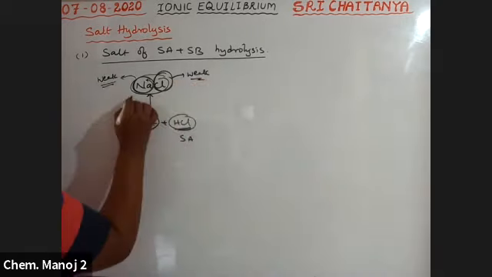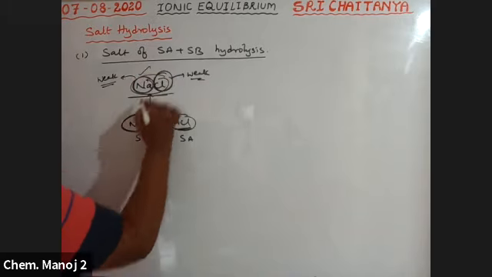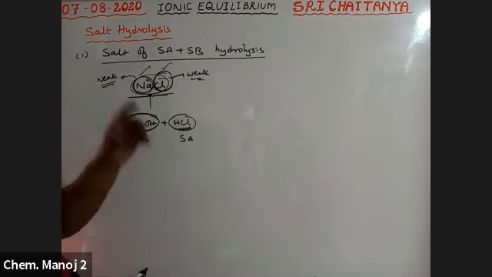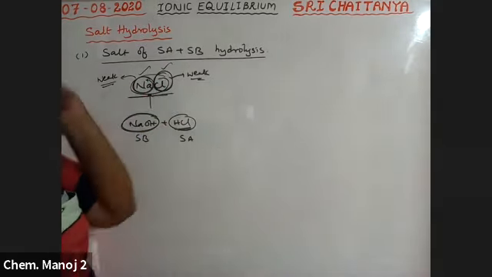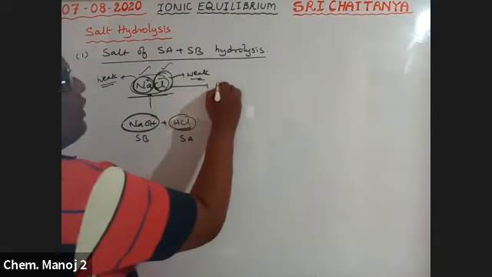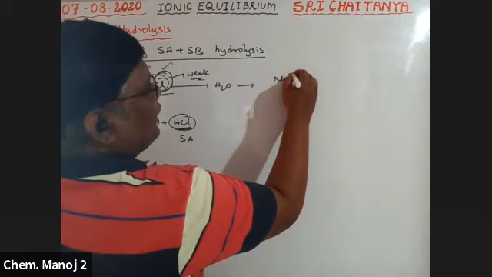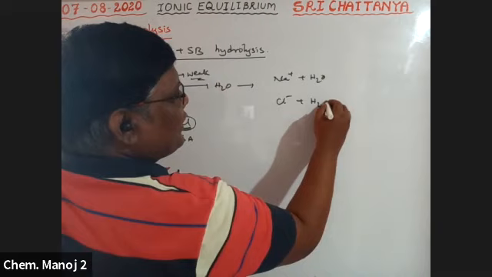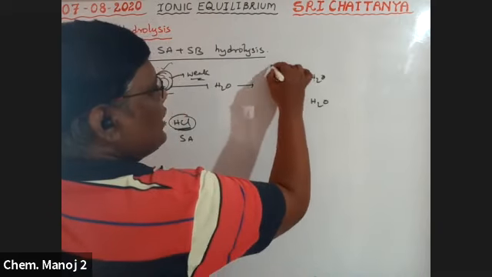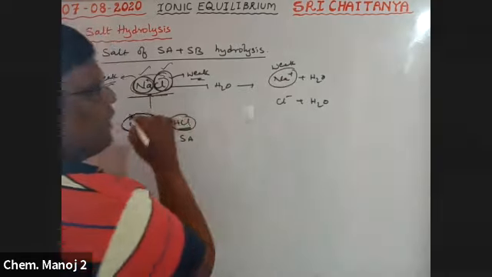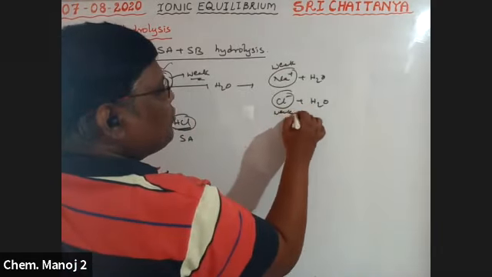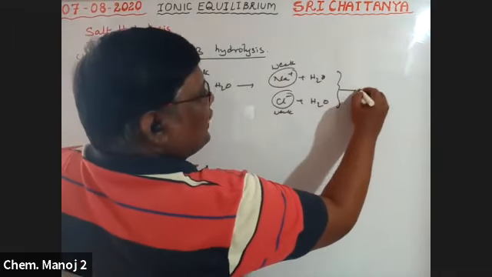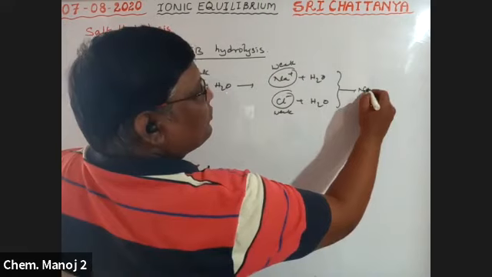So in this salt, there is Na plus ion and Cl minus ion, and both these ions are weak. An ion which is weak does not react with water. That means when it is dissolved in water, it converts into Na plus ion and Cl minus ion. This Na plus ion is weak because it is coming from a strong base. This Cl minus ion is also weak because it is coming from a strong acid. Therefore, both these ions are weak. That means no reaction takes place.